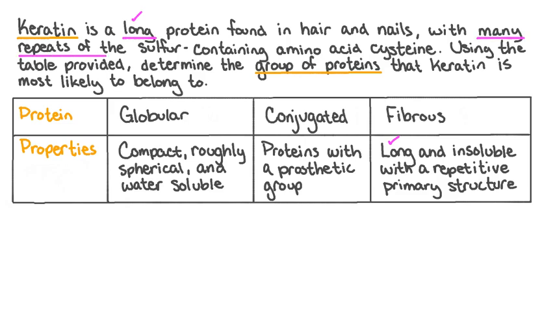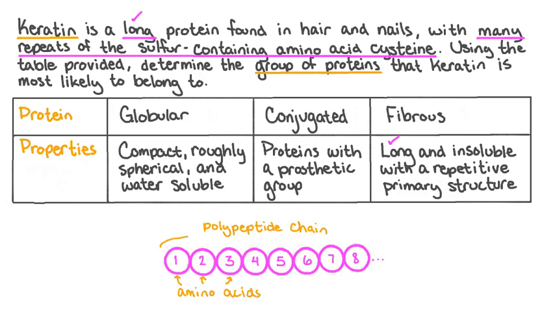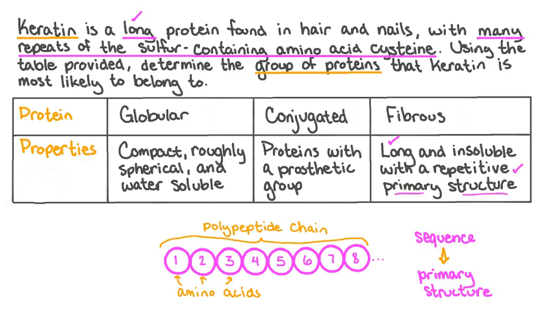We're also told that keratin has many repeats of a particular amino acid. We know that the sequence of amino acids in a polypeptide chain are what make up the primary structure of a protein. This piece of information confirms that keratin has a repetitive primary structure, just like a fibrous protein. Based on these observations, we're able to conclude that the group of proteins that keratin is most likely to belong to is fibrous.